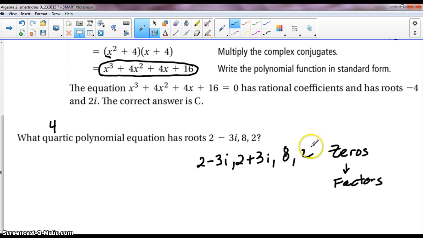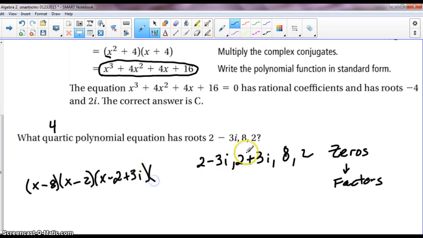let's do the 8 and 2 first. X minus 8, x minus 2. And if you think about it, we're always subtracting these things. So let's go ahead and write our next one, x minus this, and x minus this.